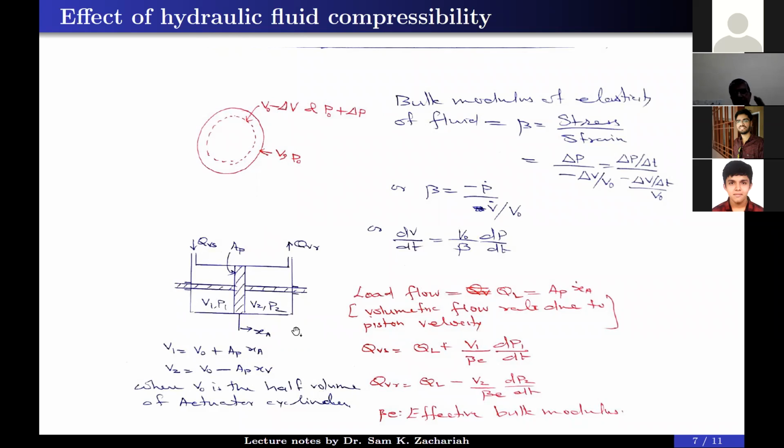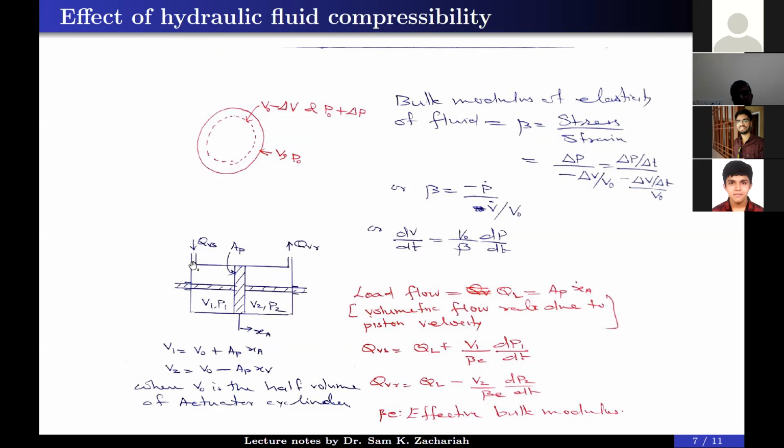Now we are considering the load flow. This I already discussed when you asked a doubt. Load flow is equal to QL. It is QL is equal to AP into XA dot, where AP is the area of cross section of the piston. AP means this whatever area minus the area of cross section of the rod that we are subtracting, multiplied by XA dot. XA dot is the relative velocity of the piston with respect to the cylinder. So we are getting volumetric flow rate due to piston velocity. That is represented by QL.